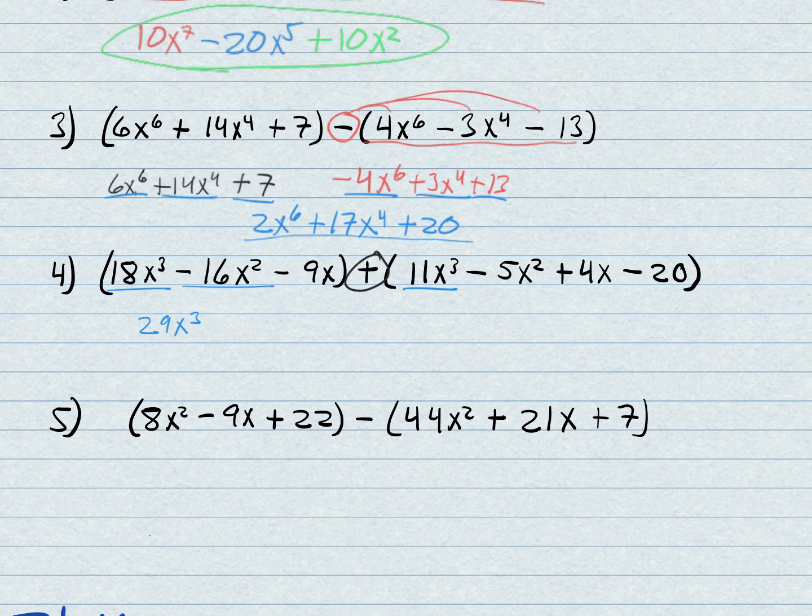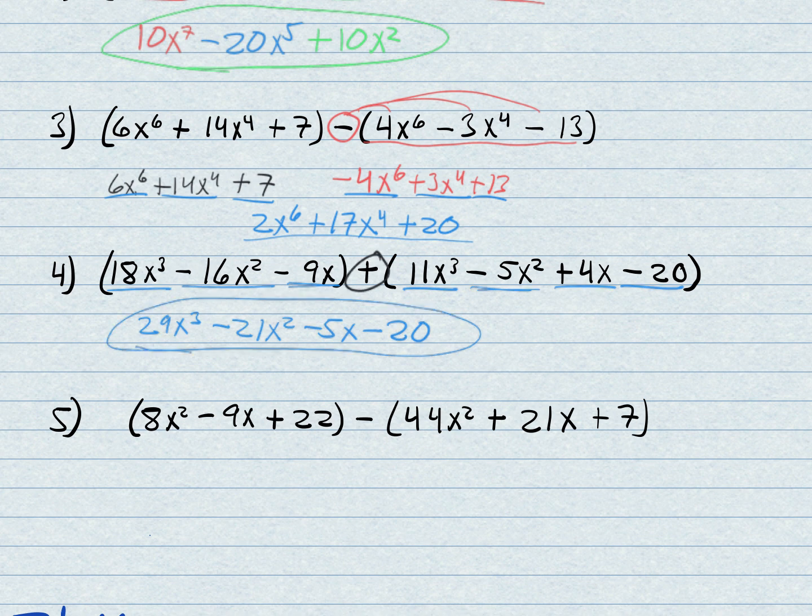Negative 16x squared minus 5x squared. Negative 16 minus 5 is going to get you negative 21x squared. Negative 9x plus 4x, like terms, we do negative 9 plus 4 is going to get you negative 5x. And then this negative 20 is a little bit of a loner. It can't combine with anything, so you just write it on the end. Don't do anything to it. If it can't combine with anything, you leave it alone. And then this would be your answer. Again, adding polynomials are probably some of the easiest problems that you're going to get.